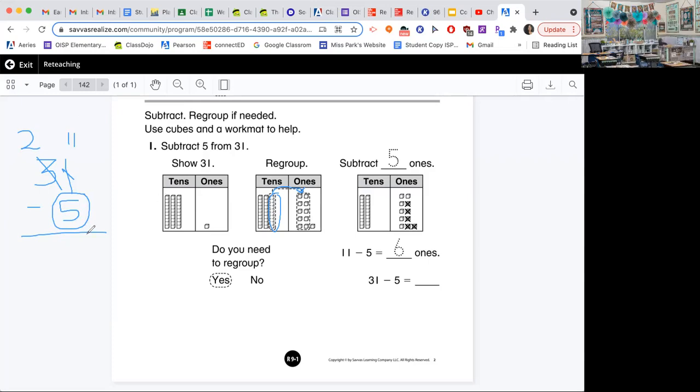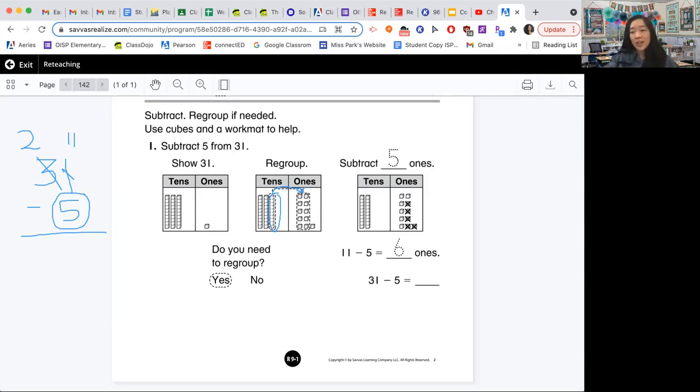So now we're going to subtract 11 minus 5. Now we can subtract 11 minus 5. So let's take away 5. Ready? 1, 2, 3, 4, 5. How many ones do we have left?